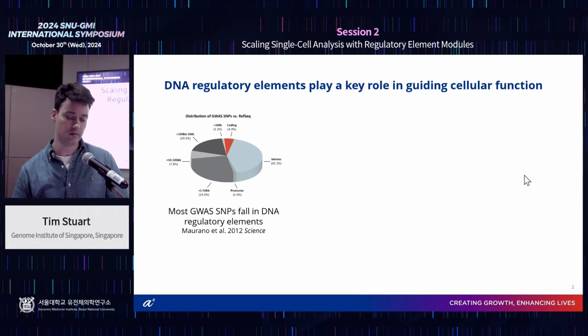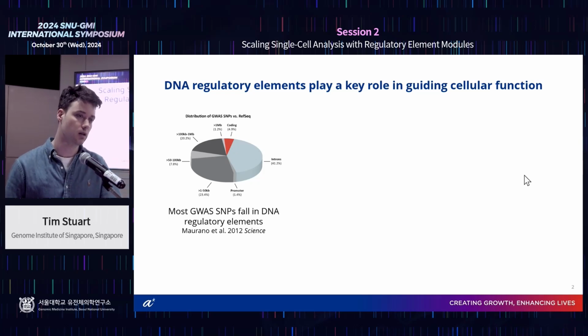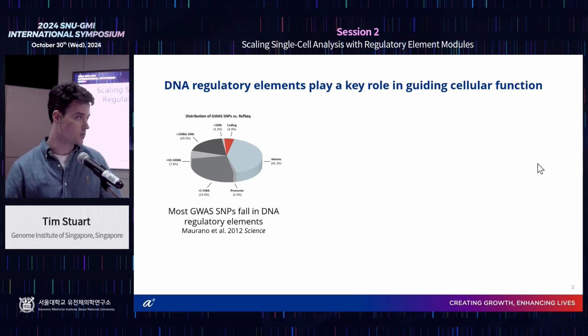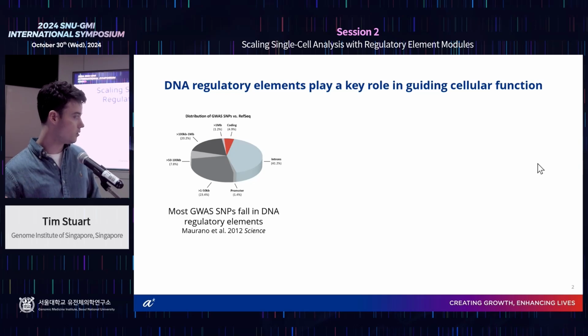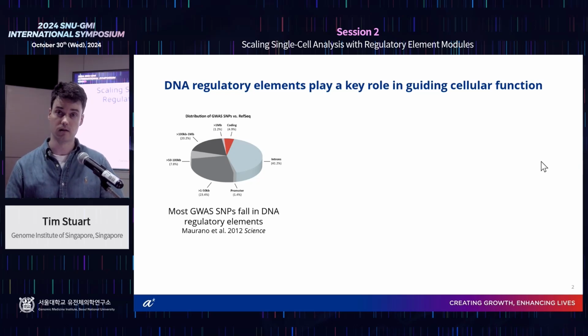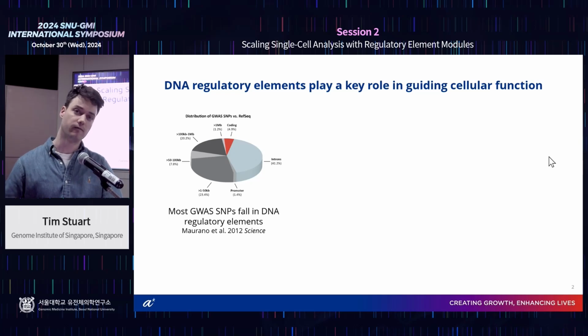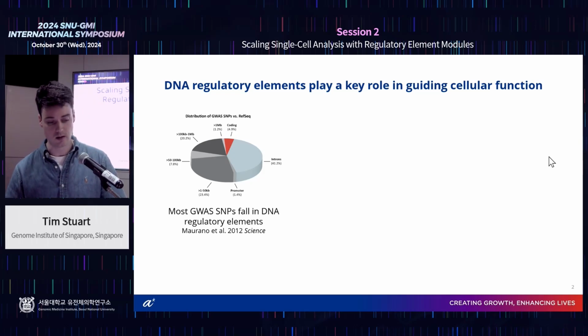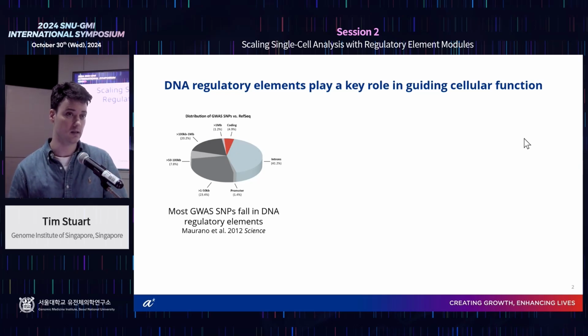I'm sure many of you are aware of the importance of regulatory elements. To emphasize this further, we now know through many years of GWAS studies that more than 90% of the variants that are associated with a polygenic trait are falling in these non-coding regions. So these variants are somehow changing the function of DNA regulatory elements, and that is linking to our risk for different polygenic diseases. Understanding how these regulatory elements function is really critical to understanding our disease risk.